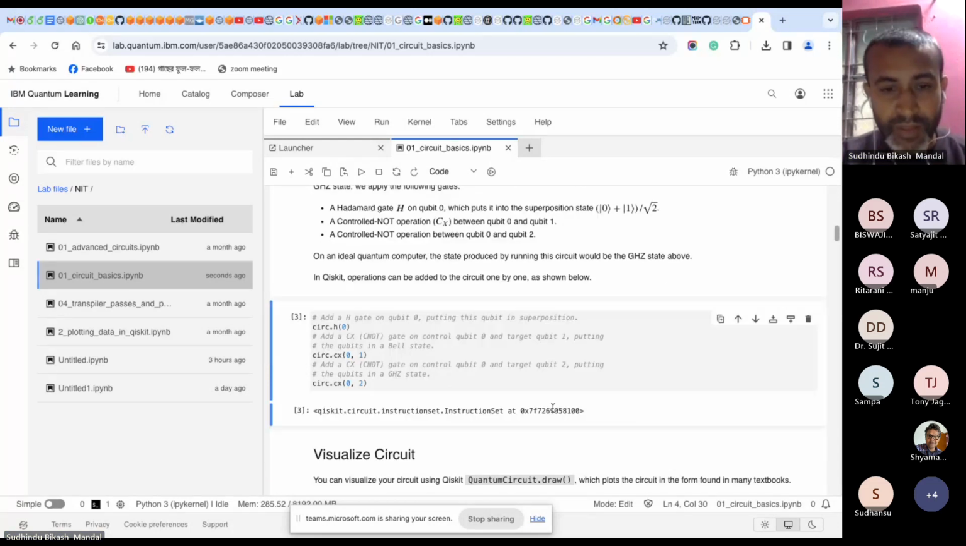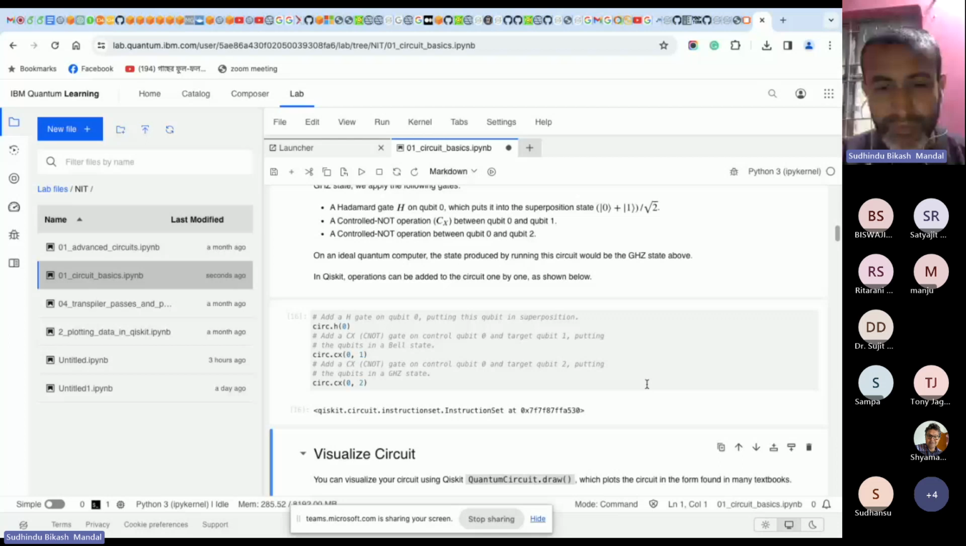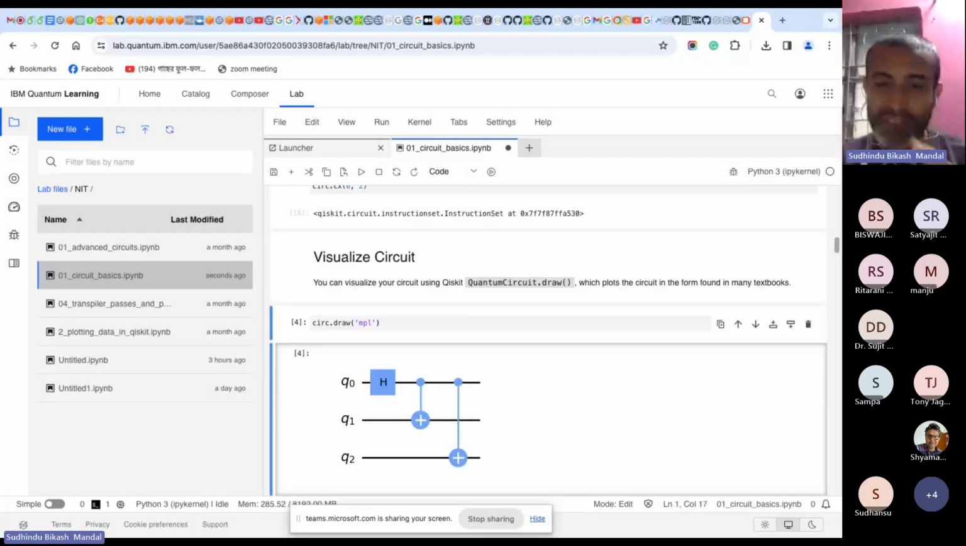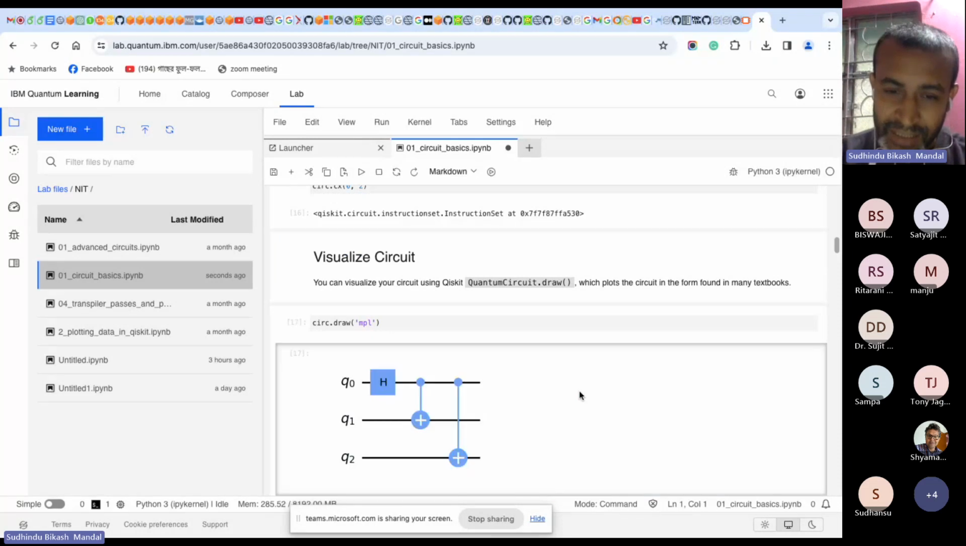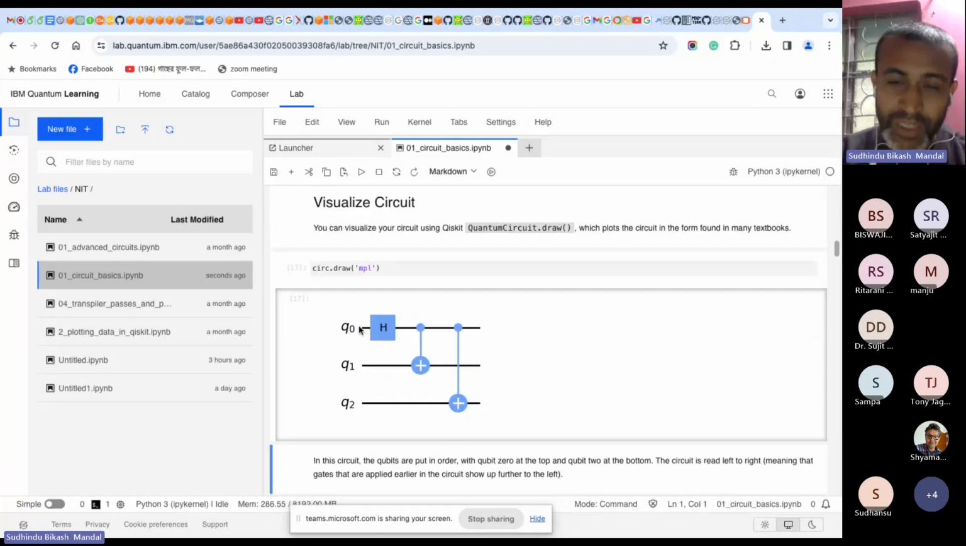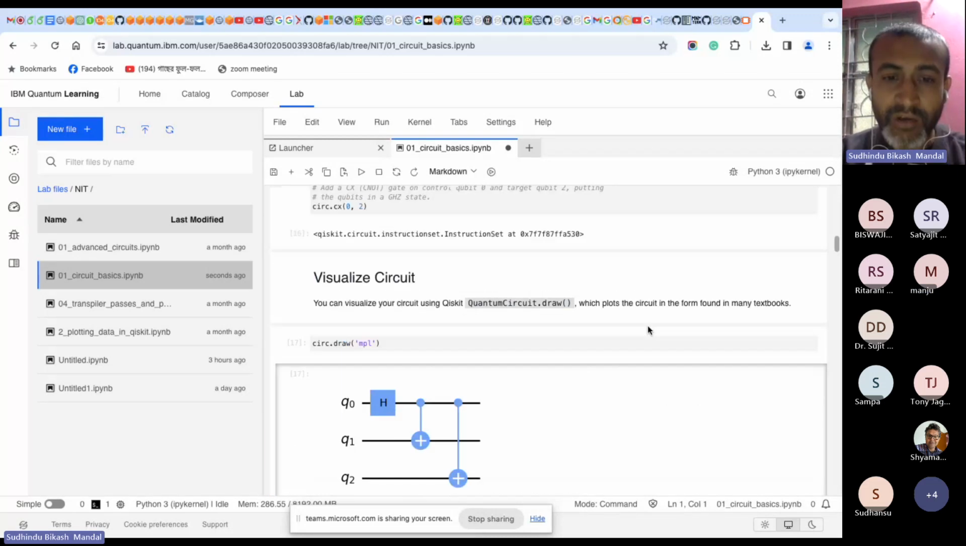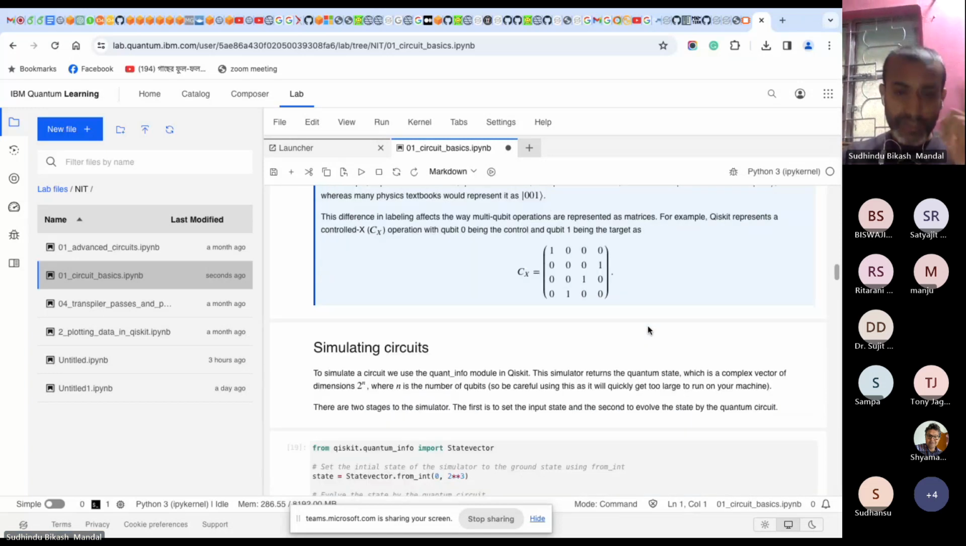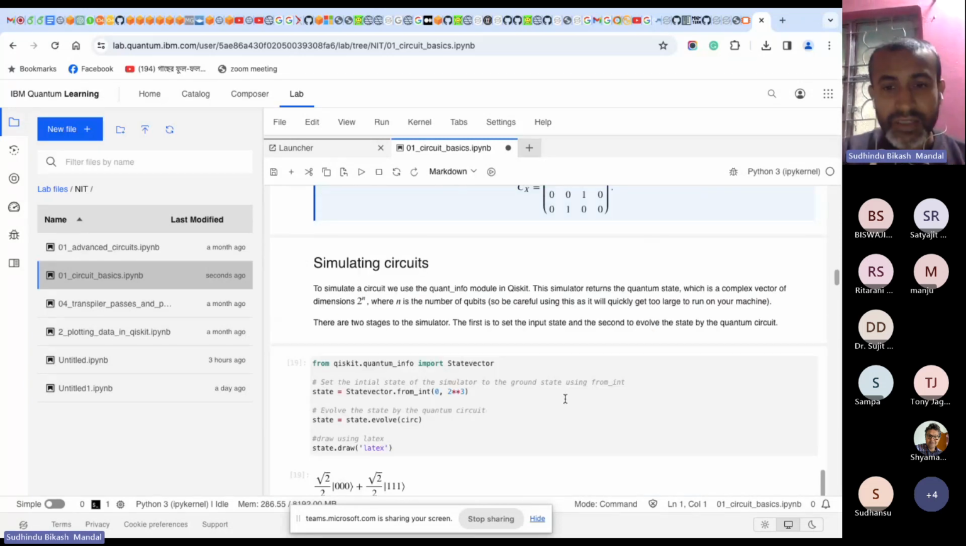So we have created, and if I draw this circuit, already tested, this one is our GHZ gate. If you execute this, it will generate this state. Now how can you see the result? Okay, that is a simulator.